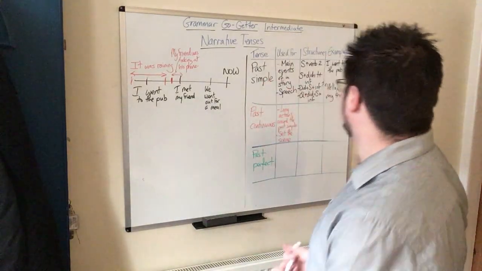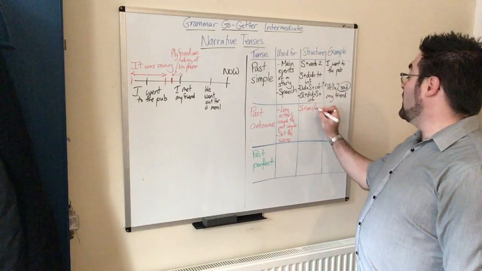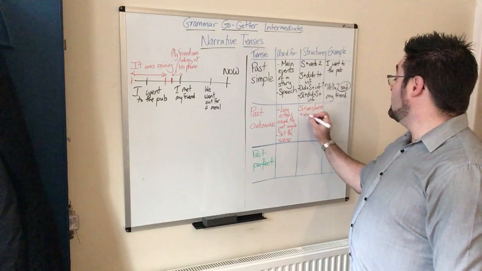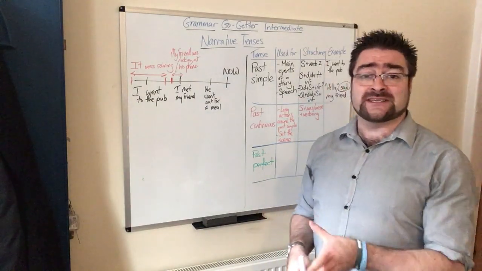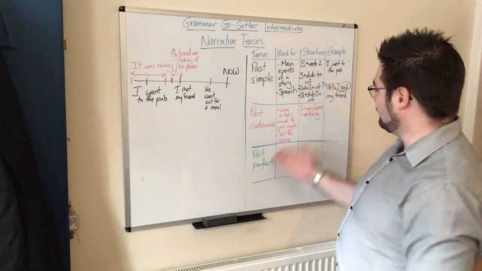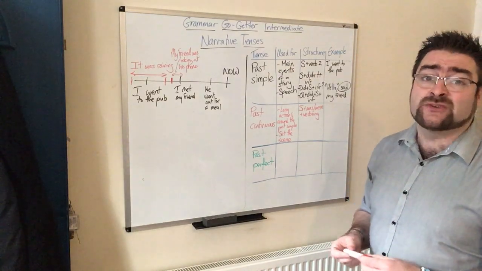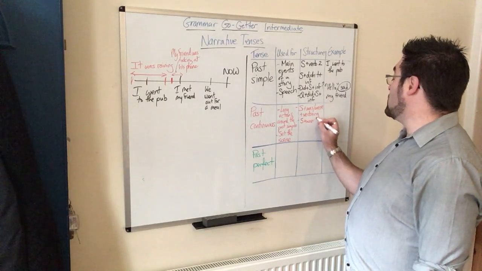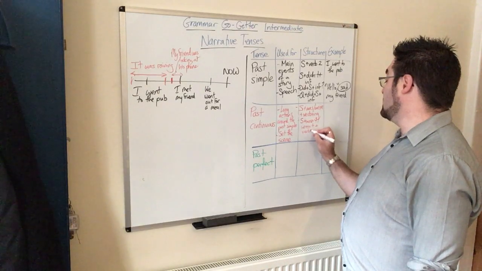Okay, our structure is subject plus was or were. I was, you were. Then verb with ing. You can also call this the present participle. I like to keep grammar terms as simple as I can. But this is also known as the present participle. I prefer verb and ing because I think it's easier to understand. Then we've got the negative, wasn't or weren't, and verb and ing.